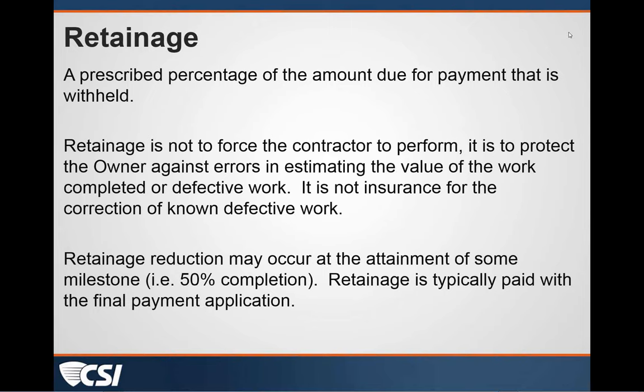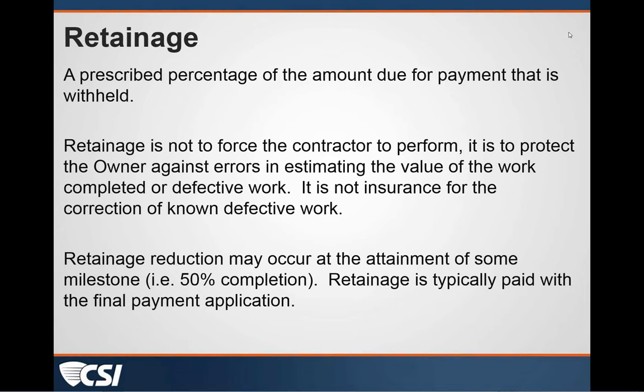Retainage is not used to force the contractor to perform work. It's not an insurance policy. It's not for correcting defective work. The purpose of it is to protect the owner against errors in estimating the value of the work that's being completed. Retainage typically can be reduced at some point, which is usually 50%, and then it's usually paid in full with the final payment application.